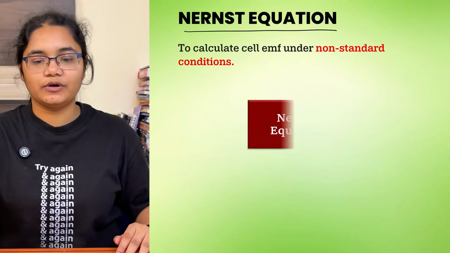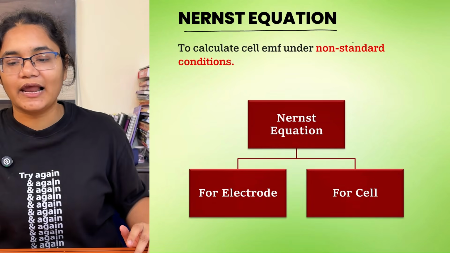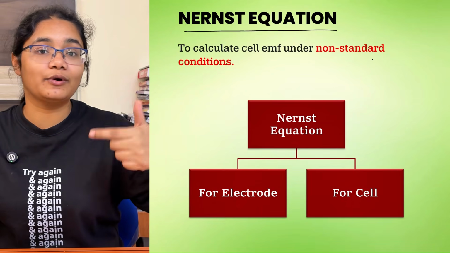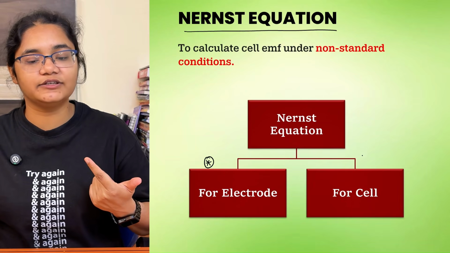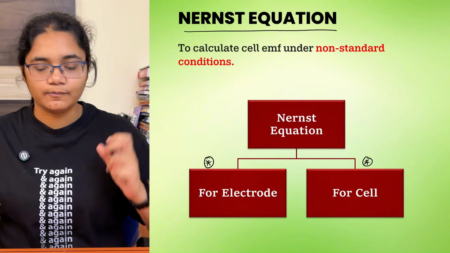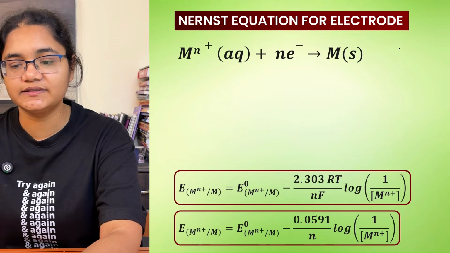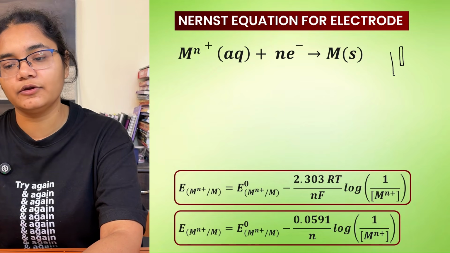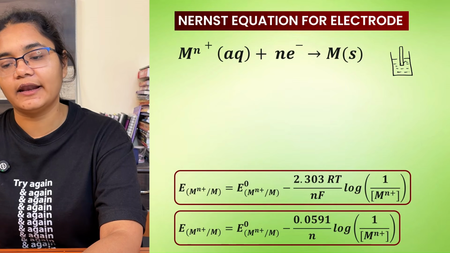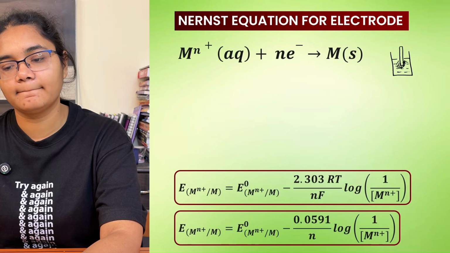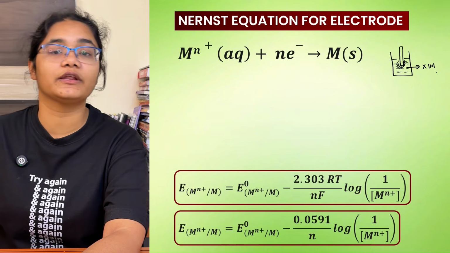The Nernst equation can be used for two things: for an electrode and for a cell. When you calculate the electrode potential only, you also have a standard electrode potential, and if the concentration is not 1 molar, it will be under non-standard conditions. Similarly you can calculate for the cell also. First let us understand the equation for the electrode under non-standard conditions. You have an electrode, then you have this electrolyte, and here some potential difference is generated. This electrolyte concentration is not equal to 1 molar.